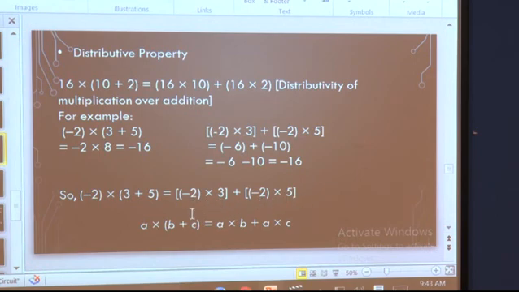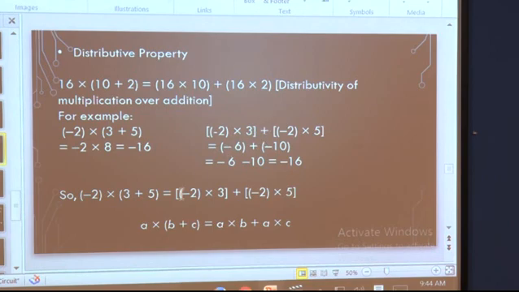So by multiplying -2 to 3 and -2 to 5, you have to solve this. What will be the answer? Yes, minus 6 plus minus 10, so your answer will be minus 16. Here also your answer will be minus 16. By both methods we get the same product because it is a multiplication and addition property together. So we have to now use the distributive property to solve similar examples given in our textbook.